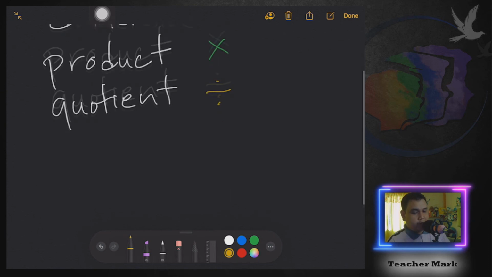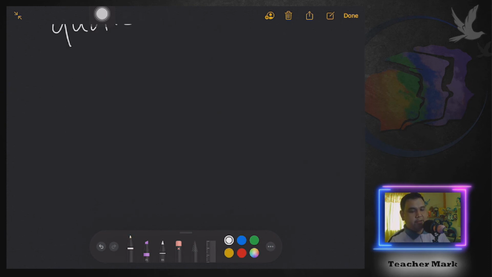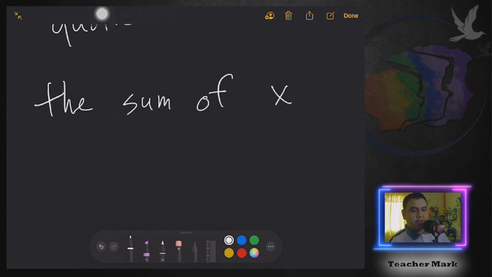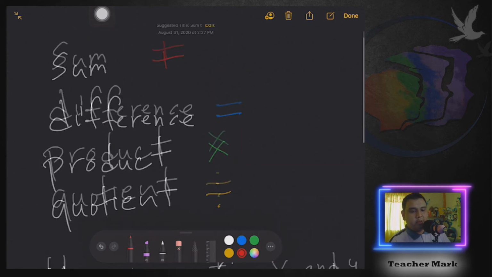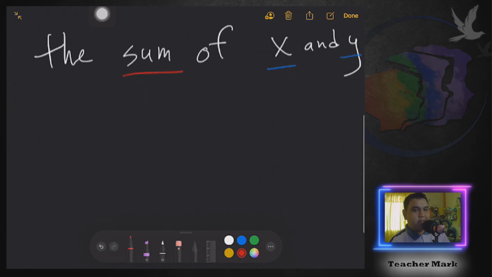So to start with, let's say the sum of x and y. Sum of x and y. What do you mean by sum? Then again, it is what we call when we basically add two values. So the sum of x and y is written as x plus y.